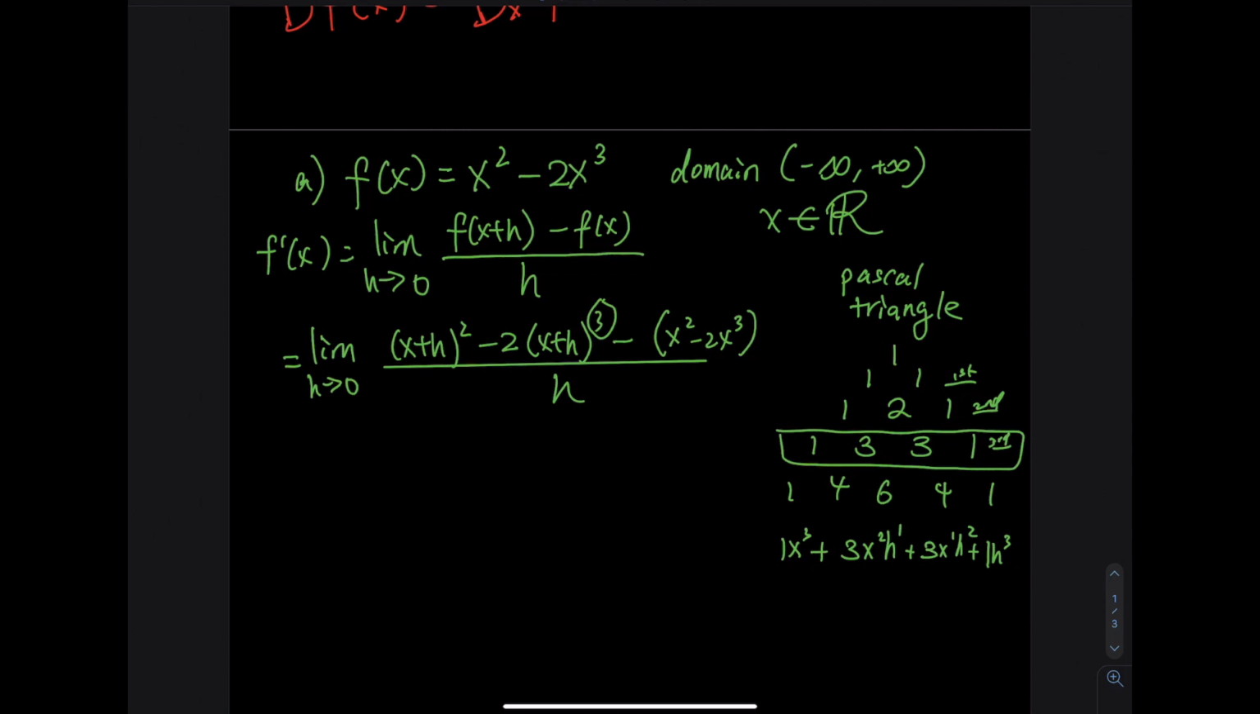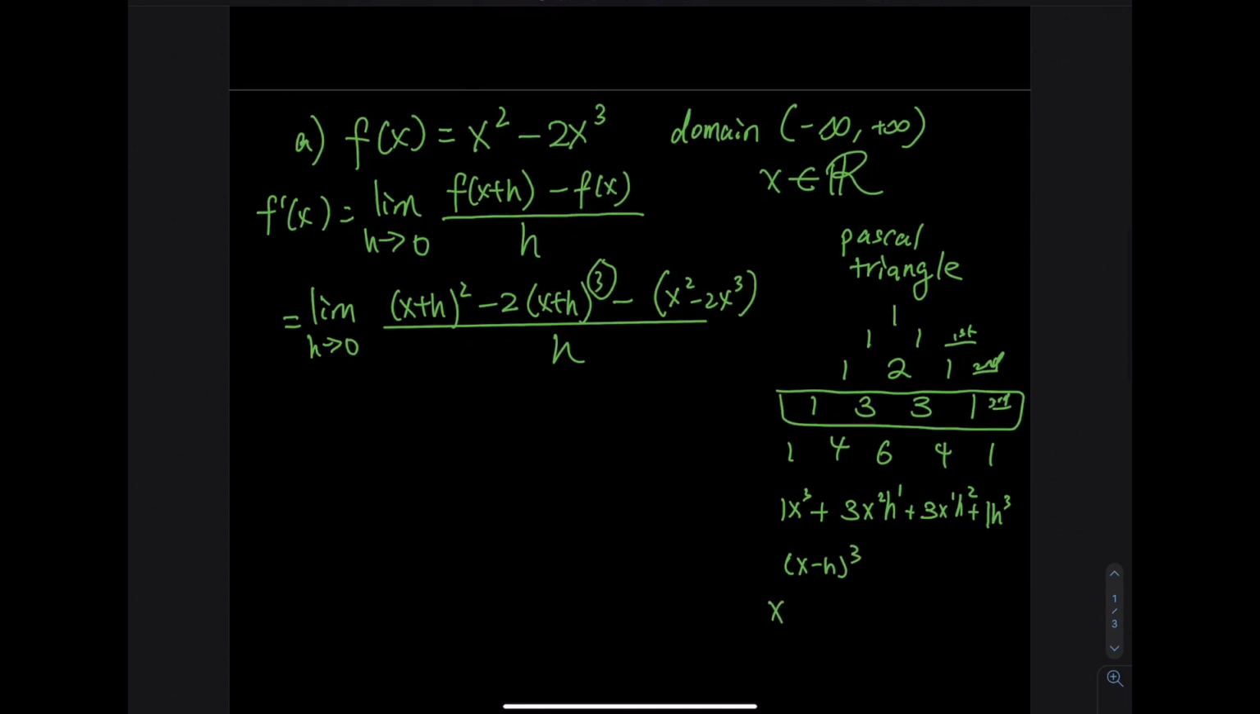What if we have a minus? If we have x minus h to the third, then we have x to the third minus 3x squared h plus 3x h squared, and then minus h to the third. So be prepared to do both. And then the rest should be easy to open up.